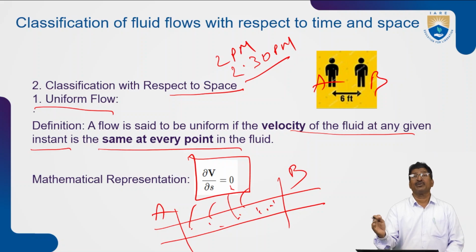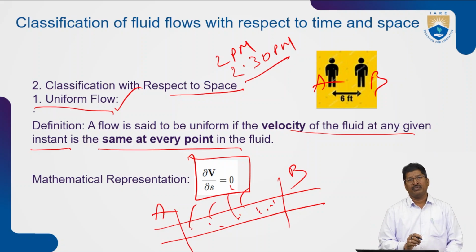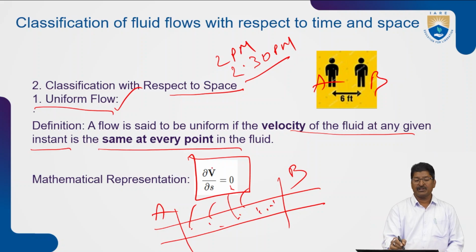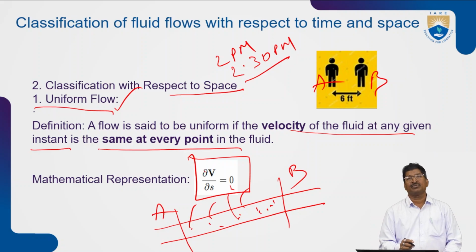Now, classification with respect to space, that means different locations. Uniform flow: at different locations, the velocity is the same, then that is called uniform flow. That means dou v by dou s is equal to 0, where s means space. At any point A, B, C, the same velocity is there. That is uniform flow. A same-diameter pipe will normally have uniform flow.